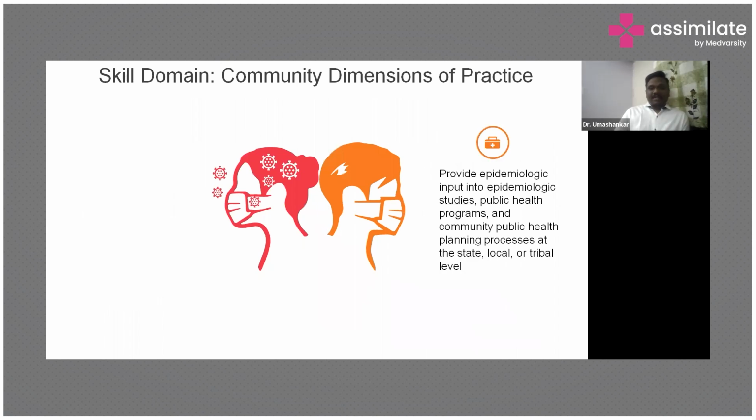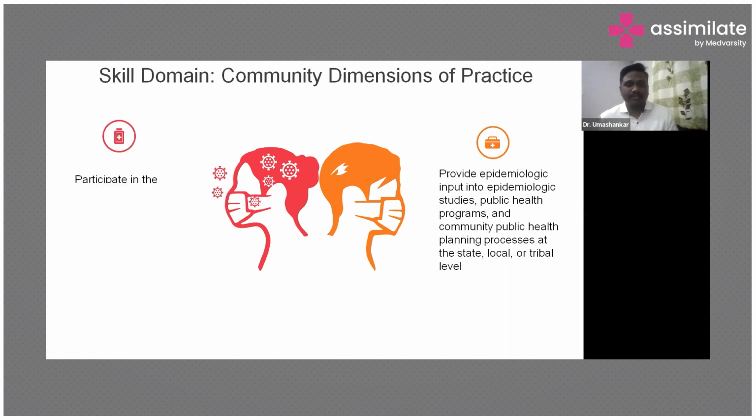The next skill is he should be able to provide inputs. Okay, the research skills, providing epidemiological input into the studies, into public health programs, community programs, planning, processing at each level, advice at the state level differently, at the local level, depending on the domain, depending on the region. We have to suggest people, provide inputs to it.